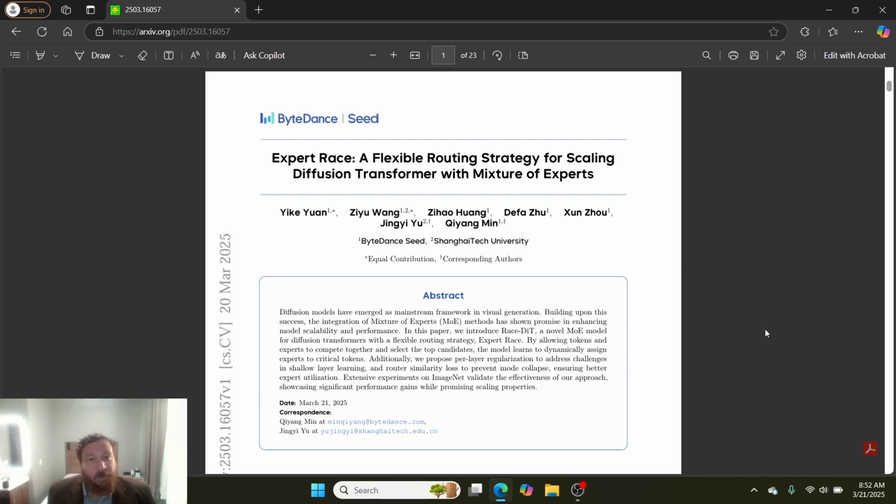So this particular research paper caught my eye for multiple reasons, and there's a lot to go into with just this research paper alone. So let's dive into it. The research paper is called Expert Race, a Flexible Routing Strategy for Scaling Diffusion Transformer with Mixture of Experts. It's put out by ByteDance Seed as well as Shanghai Tech University.